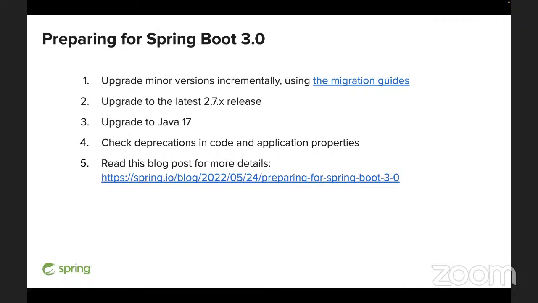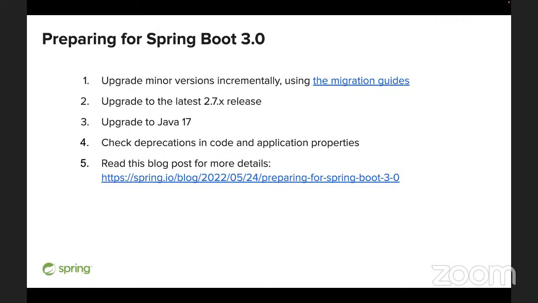Each feature release, that's the middle digit in the release numbering, has a migration guide, so that's the link on the top. I'll share the slide with you after. Once you're on the latest 2.7, upgrade to Java 17. You can use Java 17 today with the current generation. So please don't wait for Spring Boot 3 to use Java 17. Upgrade right now if you can, because if you've done those two, you're already quite close to the target.